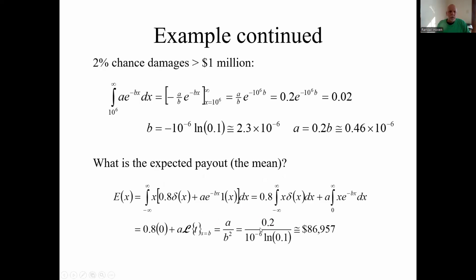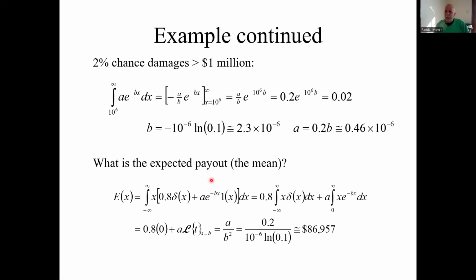So now we've got the other condition that there's a 2% chance that the damages are over 1 million. That means when we integrate this guy from 1 million on up, now we don't have any Dirac Delta functions involved. That integral, and I won't go through that evaluation, has to equal that 2%. So from this, we get a B. B equals this little mess, which is about this as a number. And A equals 0.2 times that.